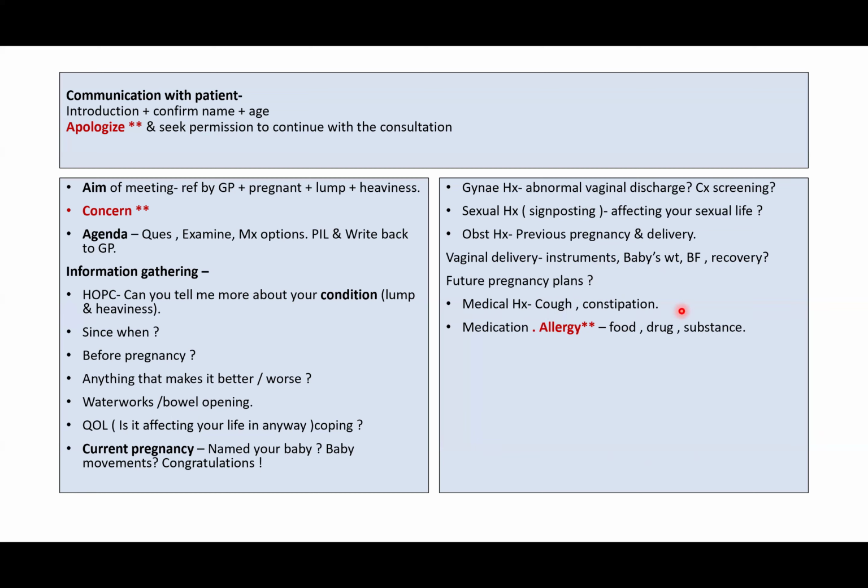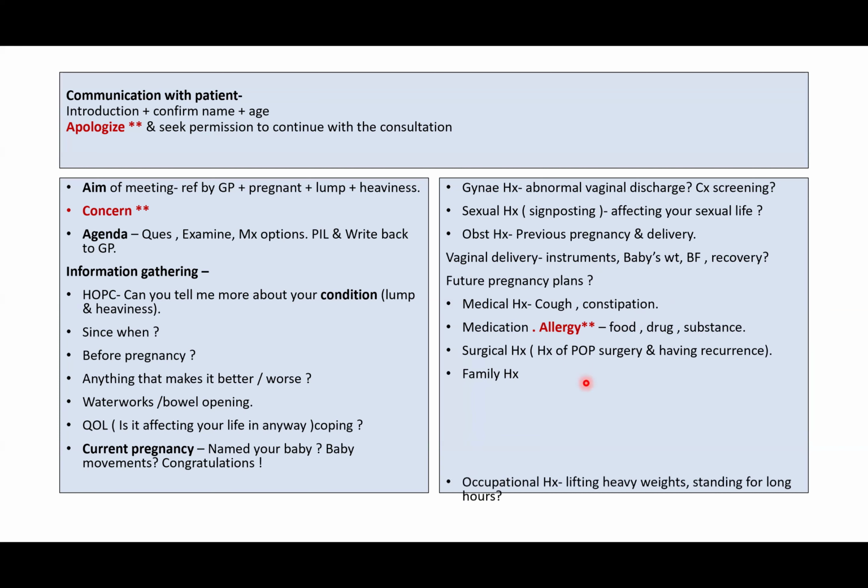High blood pressure and diabetes, okay, you can ask, but in her case, in the urogynae cases, ask about the cough and constipation. Are you on any medication? Do you have any allergy to food, drug, or substance? Any surgery on your tummy or down below in the past? Because this could be recurrence of the prolapse. Maybe she had a prolapse surgery before.